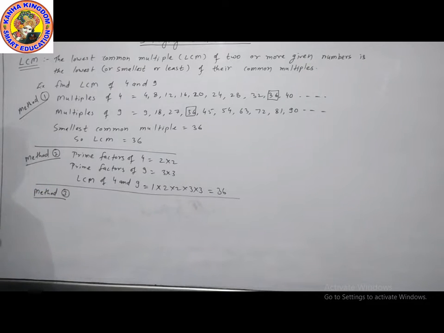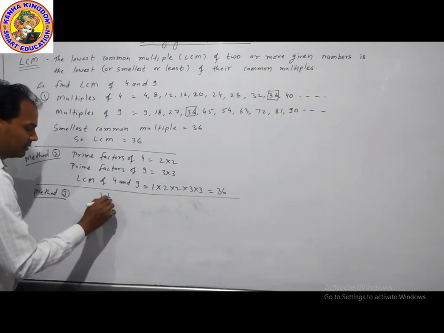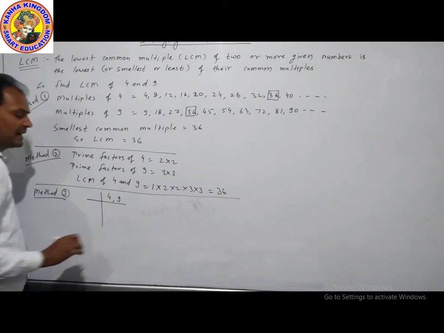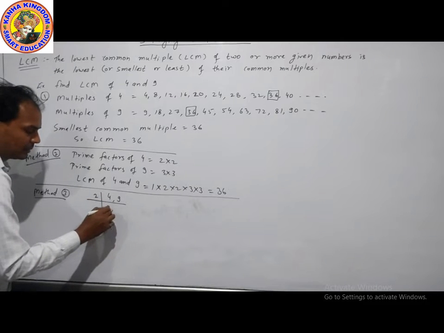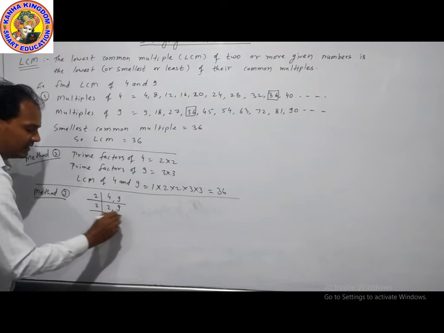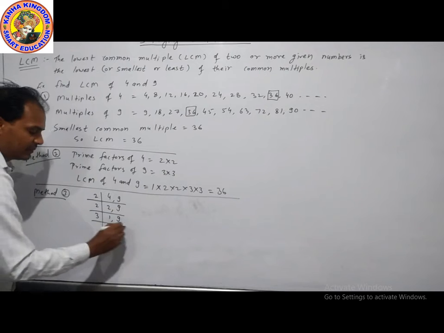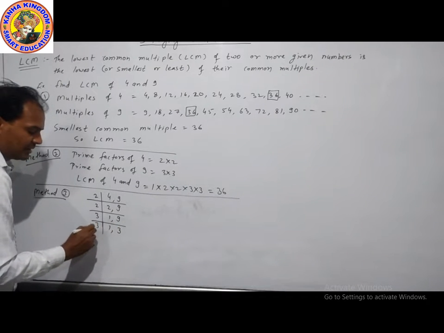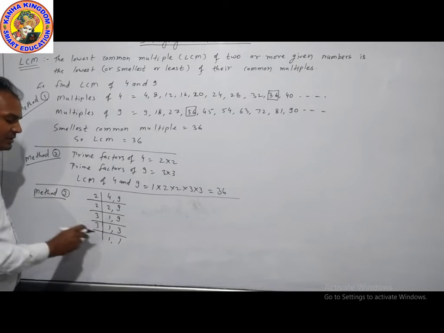We can solve by the third method. Write down 4 and 9. Now we divide by prime numbers. First of all, we divide by 2. 9 we cannot divide, so leave the number. Then divide by 2 again; this is 1, and 9 cannot be divided. Now dividing by 3, 1 cannot be divided, 9 divided by 3 gives 3. Now 3 divided by 3, this is 1 and 1. If we get 1 and 1, the LCM is done.